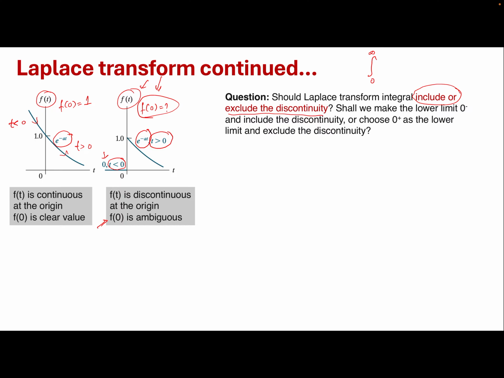So the problem is: shall I include the discontinuity or exclude it? Interestingly, if I include the discontinuity, this means I can start my limit of integration at 0 minus, 0 minus to infinity. This 0 negative indicates that I am picking a value just before 0, which includes the discontinuity in this function. If I were to exclude that, I would start from 0 positive to infinity. This means I am excluding the discontinuity, starting my limit of integration just after 0, where the value is defined just after 0. So it really comes down to: shall we include or exclude the discontinuity? And the answer to this question is we should include it.